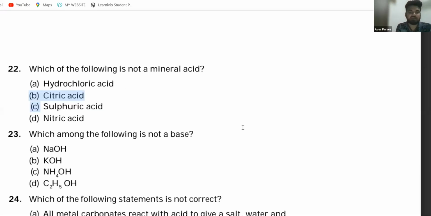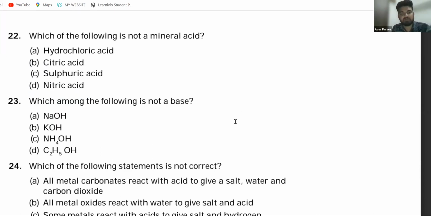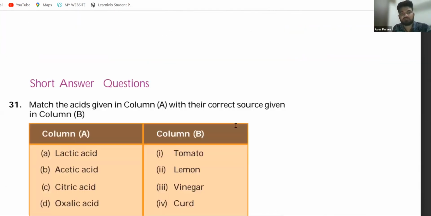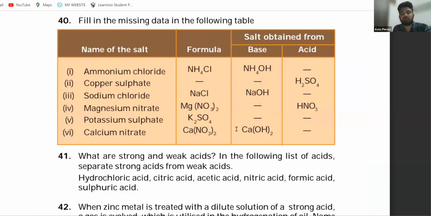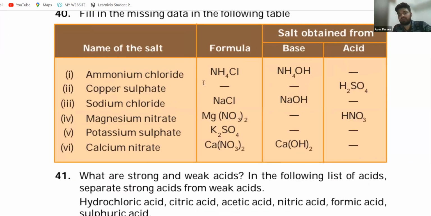Now moving to the next point, let's solve the other questions related to this topic. Same topic. Let's have a look at this one. This is the question. This is ammonium chloride. The formula for ammonium chloride is NH4Cl. So if the base is NH4OH, what is the acid for this one? HCl. This is HCl.